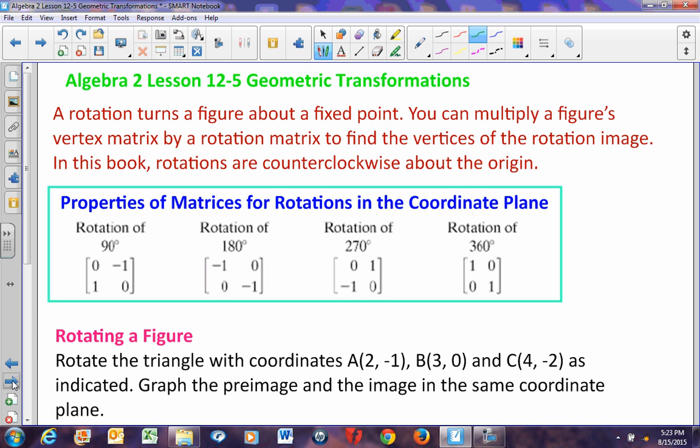All right, a rotation turns a figure about a fixed point. You can multiply a figure's vertex matrix by a rotation matrix to find the vertices of the rotated figure. In this book, rotations are counterclockwise about the origin. And you do not have to memorize these. I will have these on the board or on the quiz or on the test as you need them. Properties of matrices for rotations in the coordinate plane: for a rotation of 90 degrees, you multiply by that 2 by 2 matrix, and so on for 180, 270, 360.